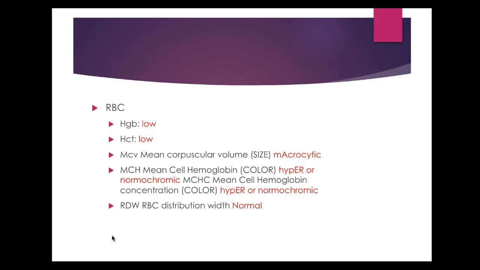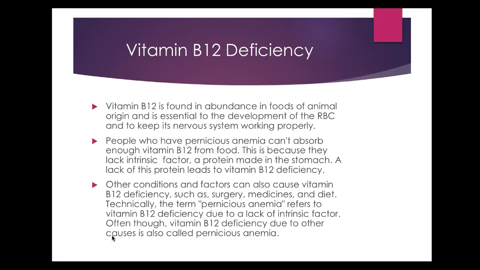The other megaloblastic or macrocytic anemia is a B12 deficiency. So again, your hemoglobin and hematocrit are going to be low. Your MCV is going to be macrocytic. Your MCH is going to be hyperchromic or normal, and your RDW is normal, but you're really paying attention again to this macrocytic thing with the normal RDW. B12 is found in a lot of foods of animal origin. It's really essential to the development of your red blood cells, and it's essential to your nervous system.